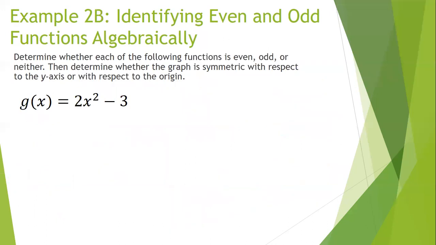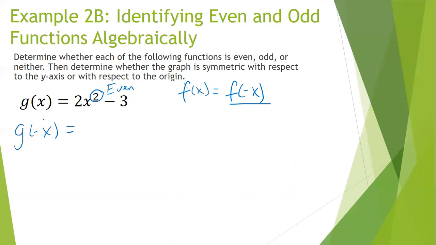Here we have 2x squared minus 3. Okay, again, we're going to start off with what is the highest power? 2. So which test am I going to run? Even, because my highest power is 2. I'm checking that the original equals f of negative x. Because you're doing even, you only have to verify one thing. You already have the original. You're only having to find f of negative x. In this case, it is g of negative x, because the name of our function is g. So we have 2 times negative x squared minus 3.